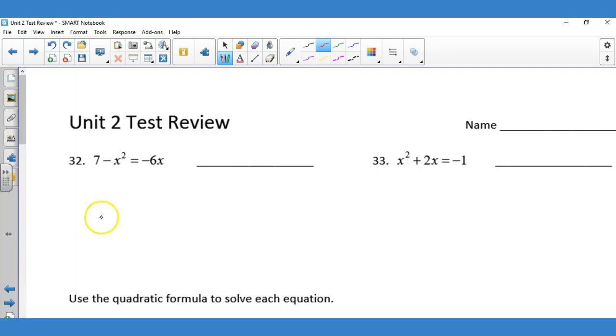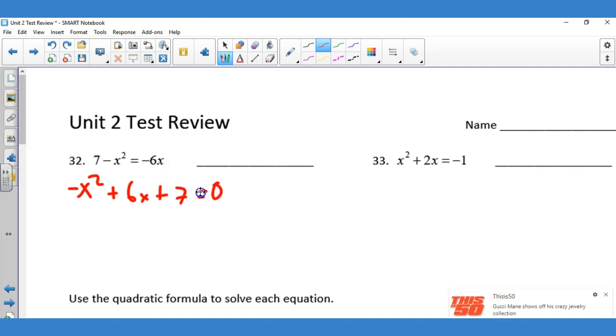This one, I'm going to move this back to the other side first. So I have -x squared, and I'm writing this in what's called standard form, by descending order, plus 6x. When you move this back over here, it's positive. So plus 6x plus 7. The reason I did this is so I can identify A. A is -1, B is 6, C is 7.